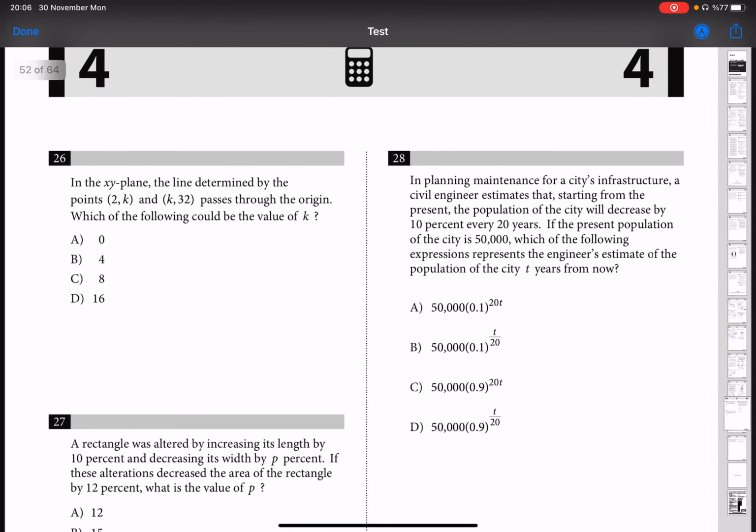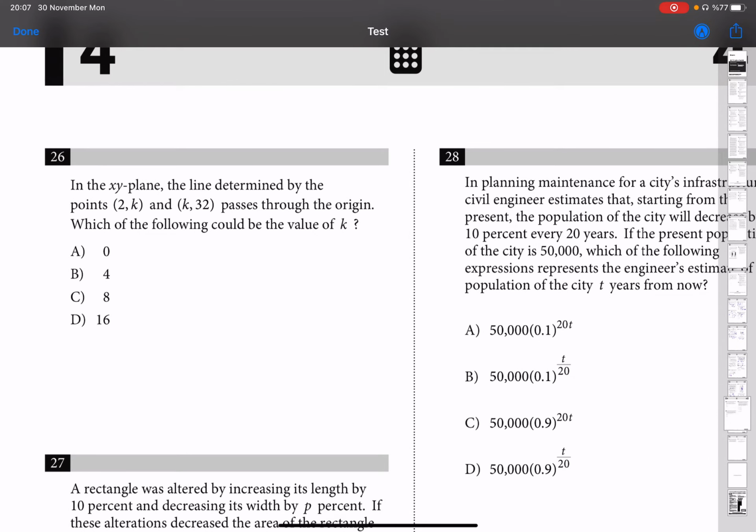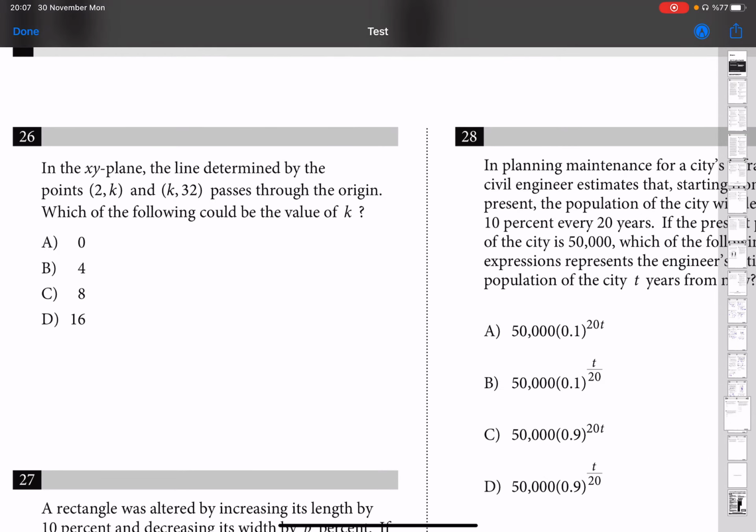Question 26. In the xy plane, the line determined by the points (2, k) and (k, 32) passes through the origin. Which of the following could be the value of k? So let's write a standard equation for a line, y equals mx plus n, right?